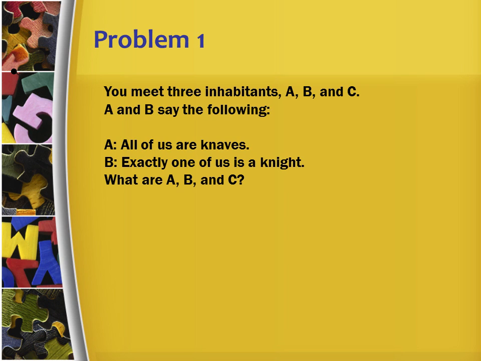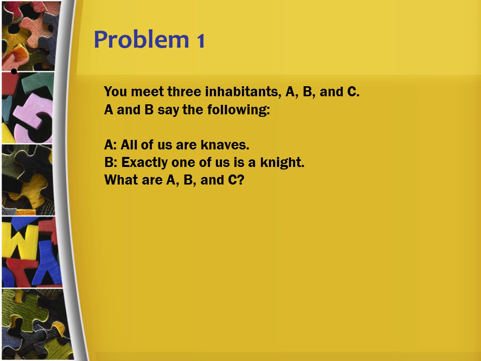A says, all of us are knaves. B says, exactly one of us is a knight. My claim is that you're able to, from these two clues, figure out what A, B, and C are. So the answer will look like, for instance, A is a knave, B is a knave, and C is a knight, or something of the sort.